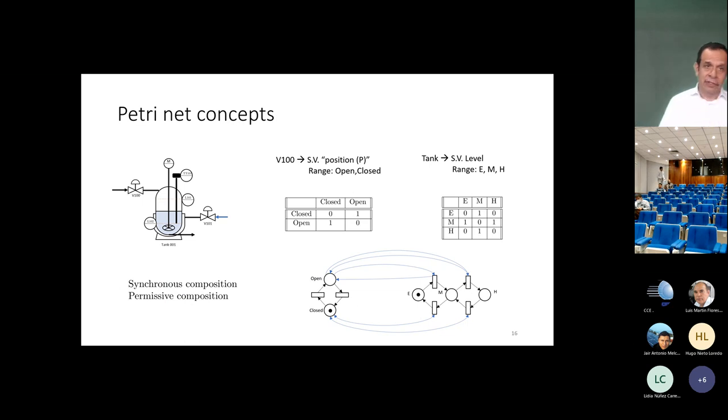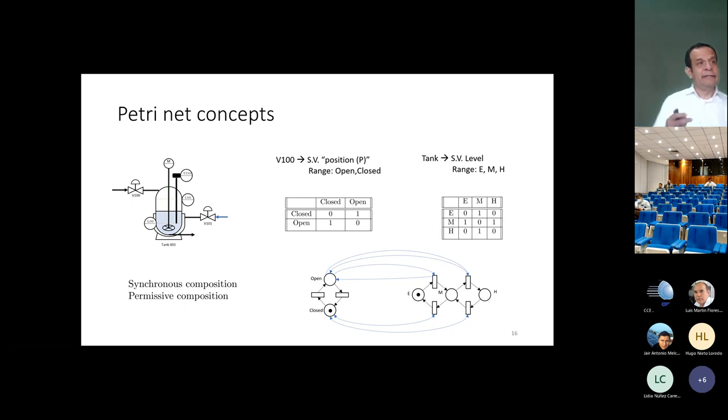Using Petri nets, I can model a system. For example, in this case, I have this tank and some valves, but I will pay attention only to the level of the liquid in the tank. This level has three different values: empty, medium, or high. When I open this valve, the liquid is introduced to the tank and the level will increase. When I close this valve, since I have an extraction here, the level will be reduced.